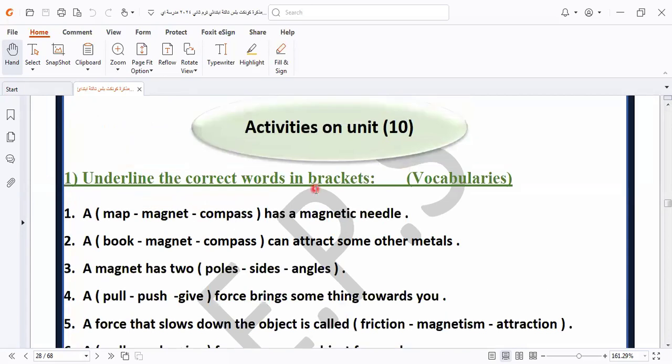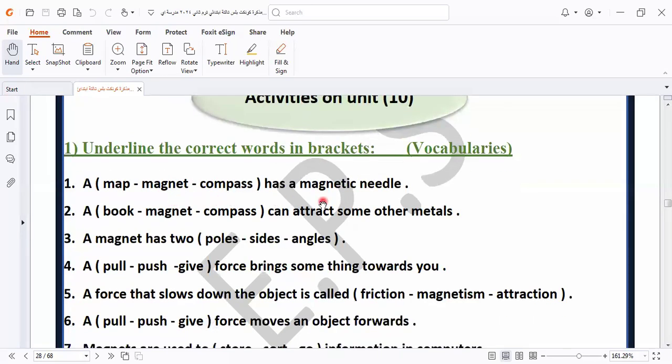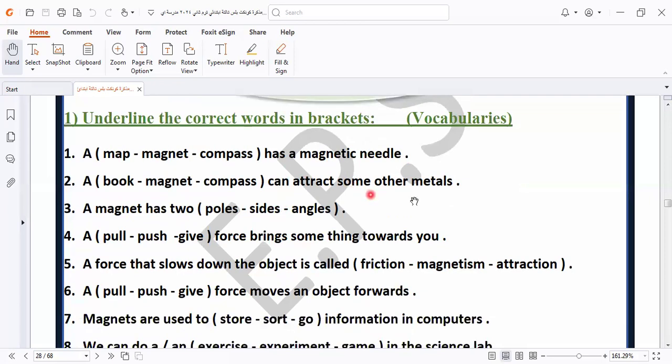Below this unit: space has a magnetic needle. We took this before in Discover. Something has a magnetic needle. Can you tell me which thing has a magnetic needle? Without thinking, it's a compass. It can attract other metals.